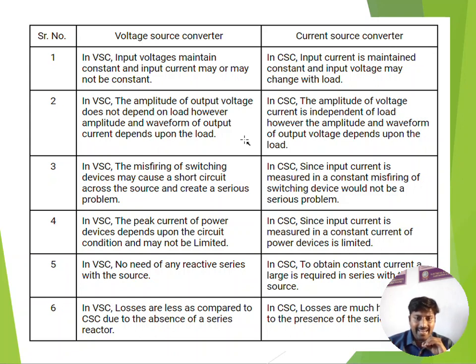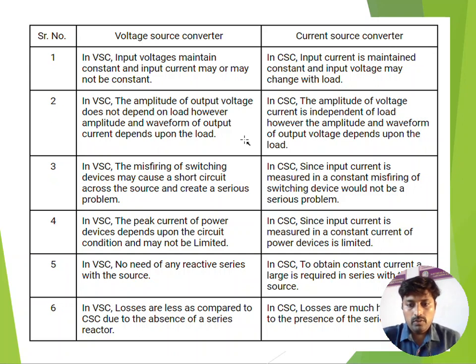No need of any reactor in series with the source. To obtain the constant current, a large inductor is required in series with the source. And voltage source converter losses are less compared to the current source converter, and the current source converter has more losses compared to the voltage source converters. So these are some fundamental differences.